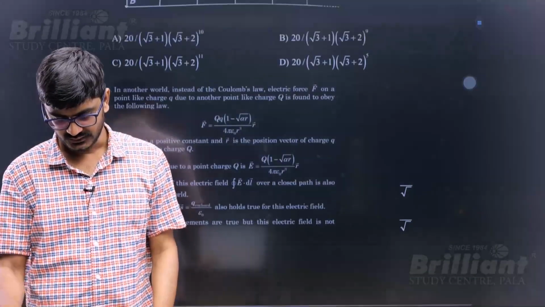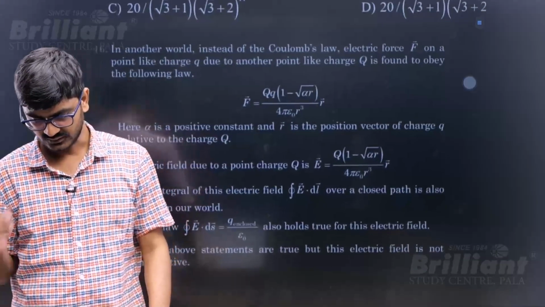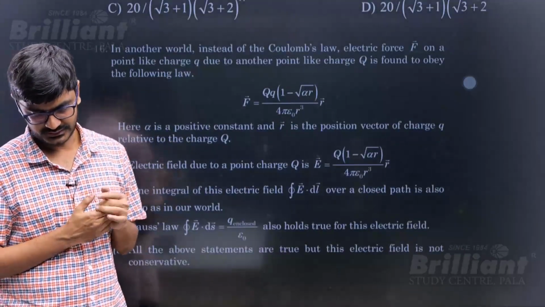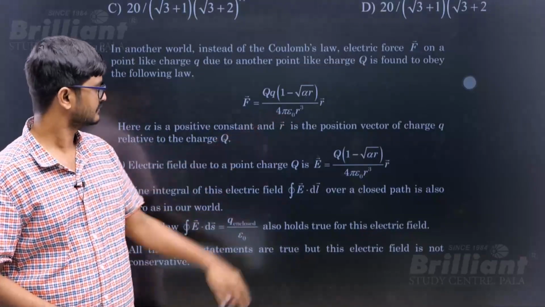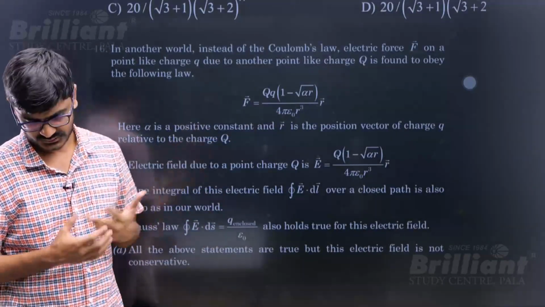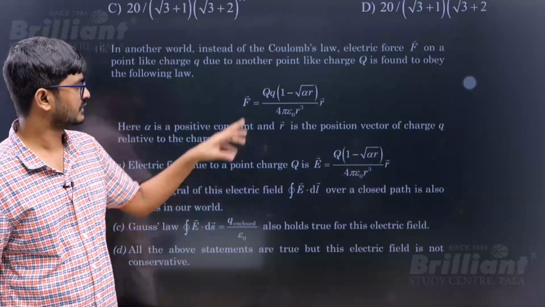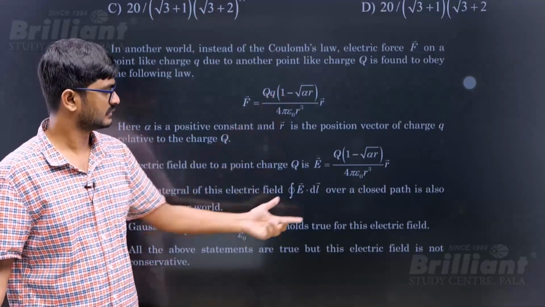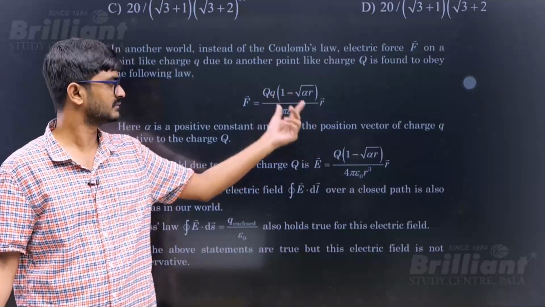In the next question, in another world, instead of Coulomb's law, the electric force on a point charge Q due to another point charge is given something like this, where alpha is a positive constant. Electric field due to this: if force is given, how to find electric field? You need to just divide by Q, right? So this is going to be the right answer, because this by Q is this.